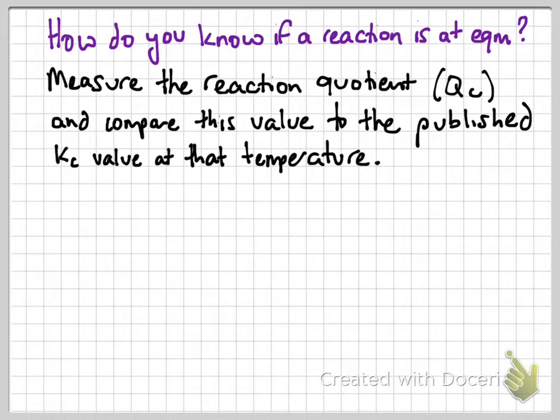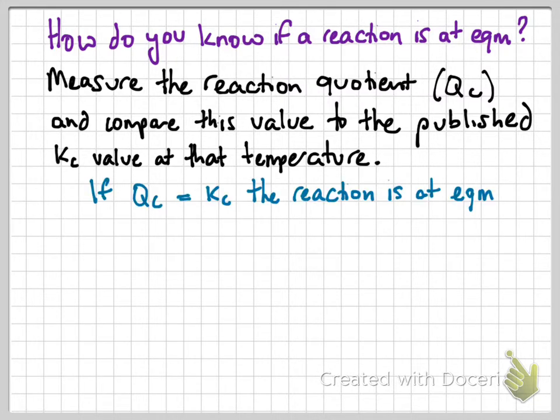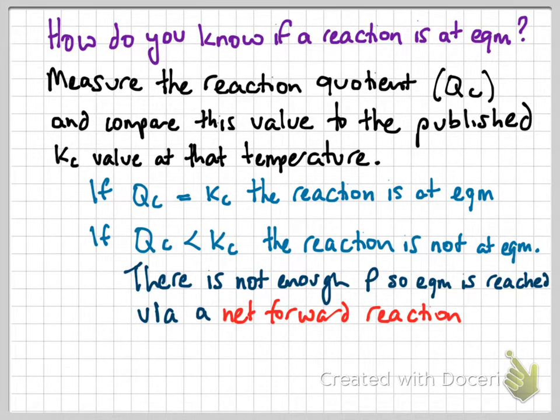So if you know the concentration of each substance in the reaction, you calculate Q and then compare this to the published Kc value at that temperature. Don't forget K is temperature dependent, so it all has to be at that temperature. If the two values are the same as each other, the reaction is at equilibrium. If Qc is less than Kc, the reaction isn't at equilibrium, number one.